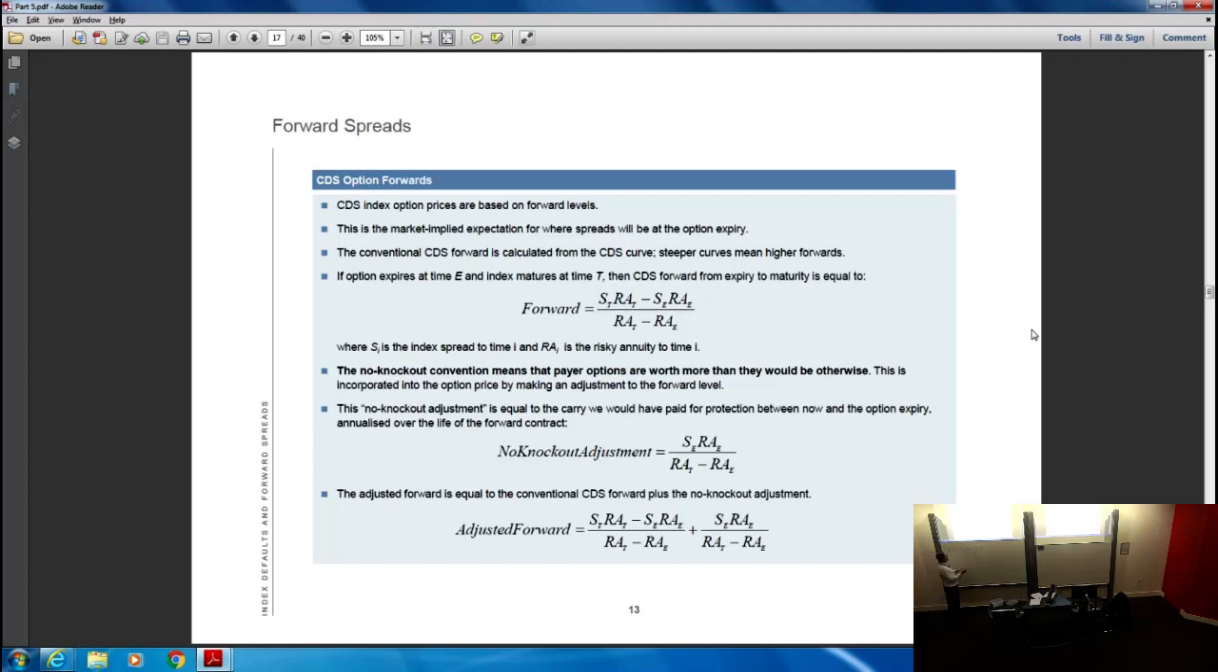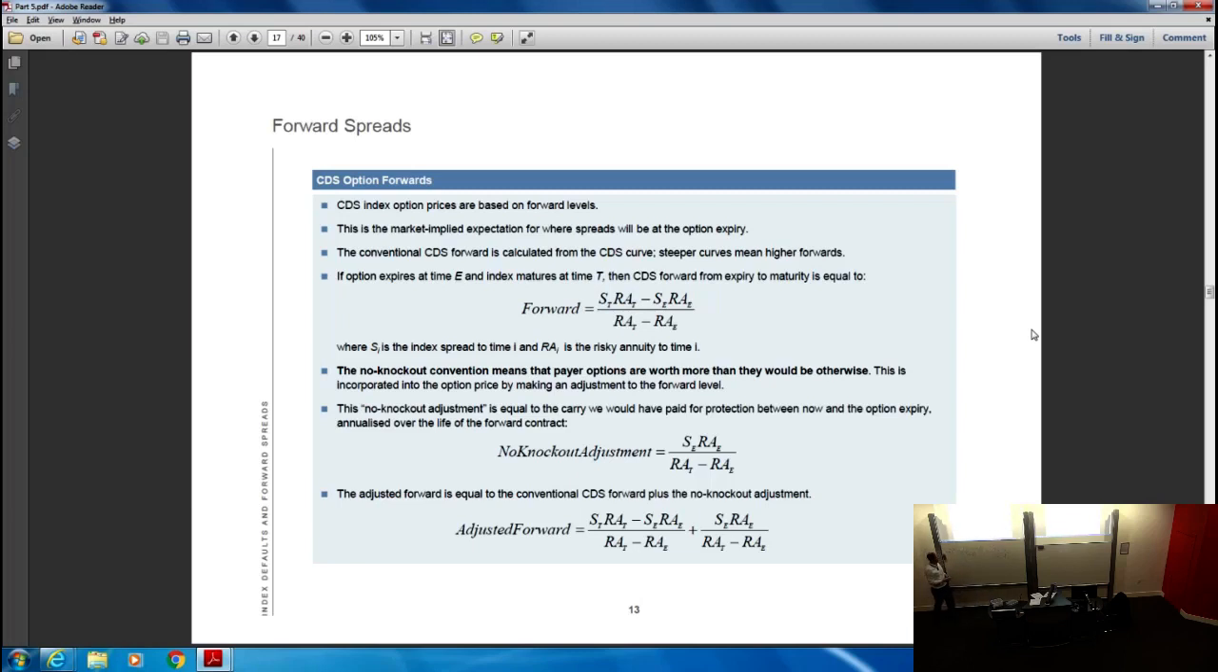Okay? But here, as we said before, we're going to add on some amount of protection, because that's reflective of the cost of protection to expiry. So how is that going to be? That's going to be the spread times the shorter maturity times the shorter maturity risky annuity, divided by the risky annuity times the risky annuity at T minus the risky annuity of the shorter one. Okay, that's basically the adjustment that we make to our forward.